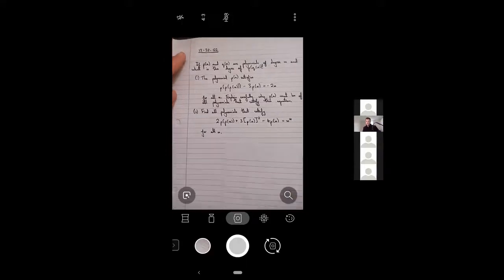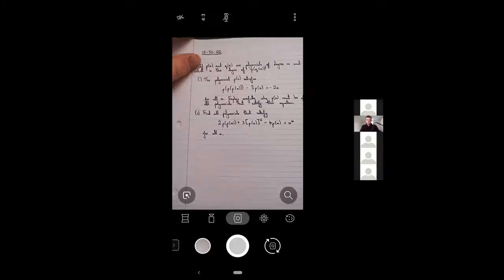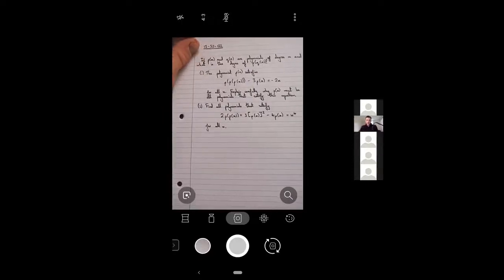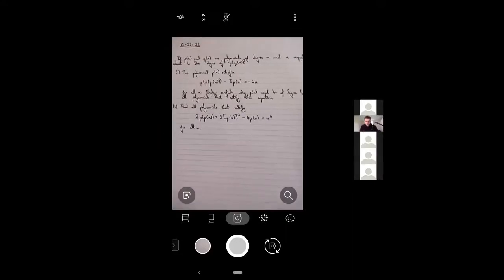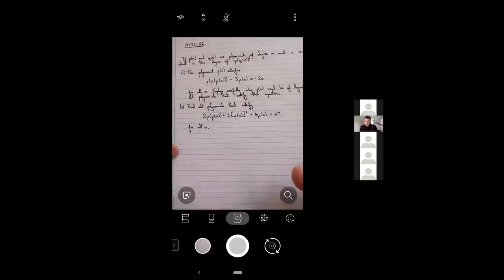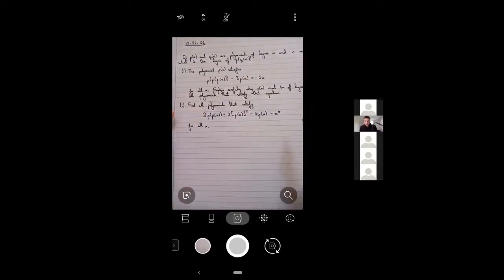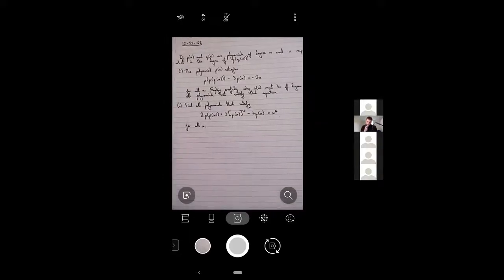Seems so. Okay, so this is now part two. Find all polynomials that satisfy something else. I'd satisfy this new equation for all x. So this looks pretty similar to part one. So what do you think my first step should be here?